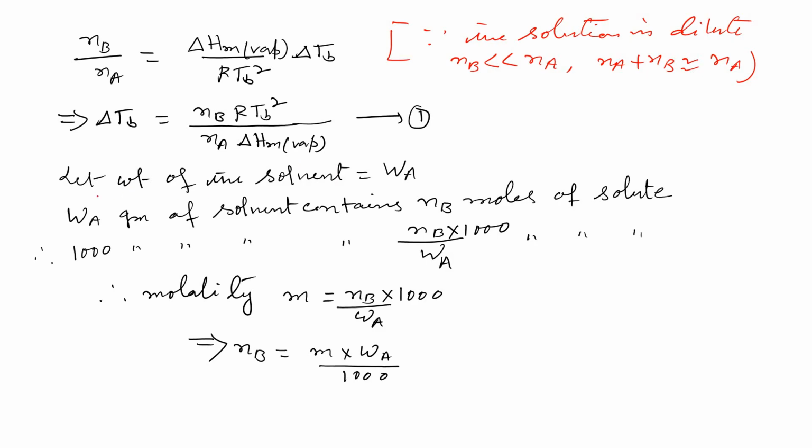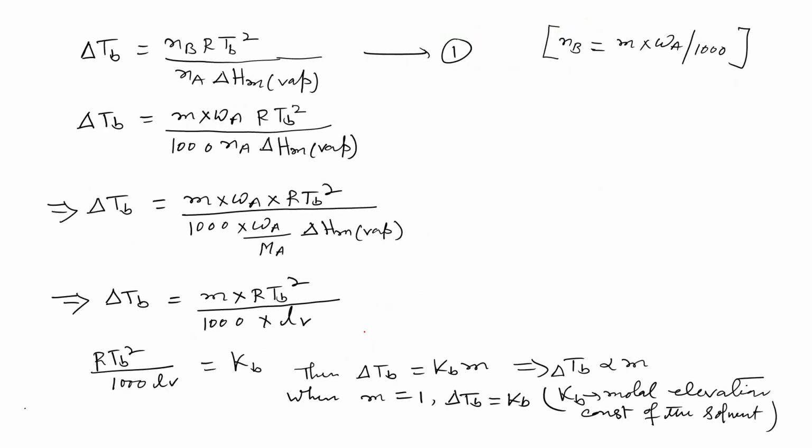Now see this one. Let the weight of the solvent be Wa. So Wa gram of the solvent contains Nb moles of solute. So 1000 gram of the solvent contains Nb by Wa into 1000. That is the molality, the number of moles present in 1000 gram of the solvent. So molality m is equal to Nb by Wa into 1000. So from here Nb is equal to molality into weight of the solvent divided by 1000, right?